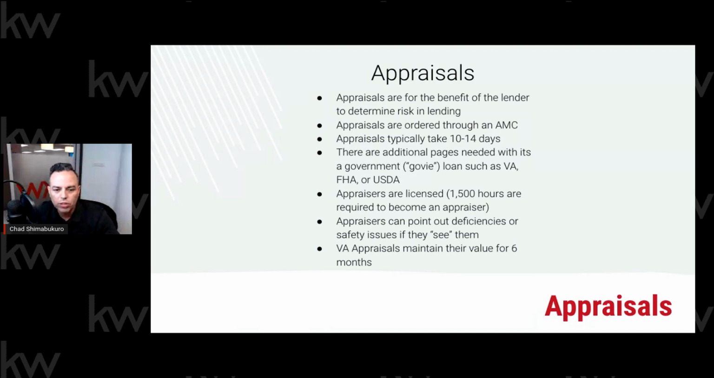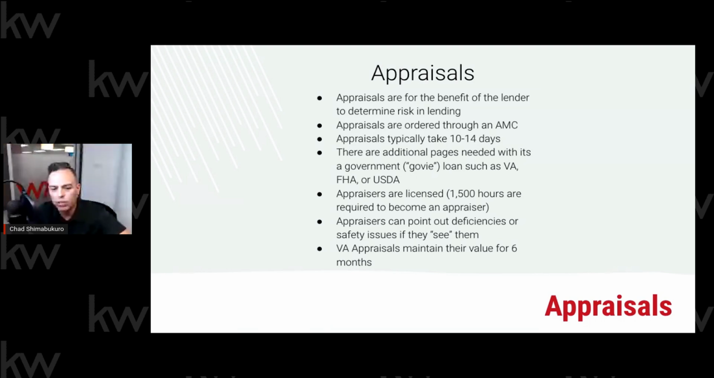So appraisals can take a variety of different time frames depending on the workload of the appraiser, of the AMC that's involved in it. Right now, as you guys probably know, we're going through a purchase boom and especially a refi boom because of how low interest rates are. With all that being said, it typically is taking between 10 and 14 days. There are some lenders and some appraisals that can get it done much quicker, and there are some that are taking much longer. There are some 30-day escrows that are being extended specifically because the appraisal is taking so long.